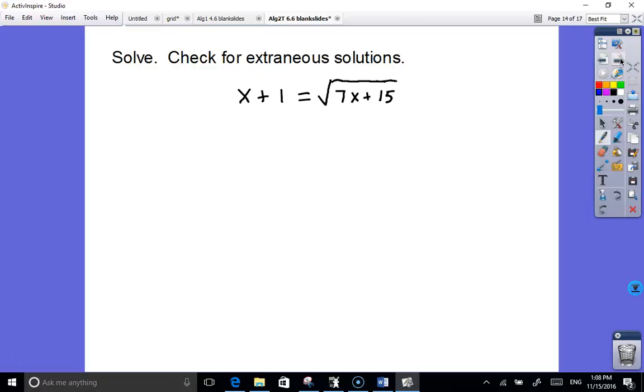So this one, the radical is already isolated. So what would I do? Undo it. I'm going to square both sides, right? So I need to square x plus 1, and square the square root of 7x plus 15. So on the right, we're just going to get 7x plus 15. On the left, we have to FOIL x plus 1 times x plus 1: x squared plus 2x plus 1.